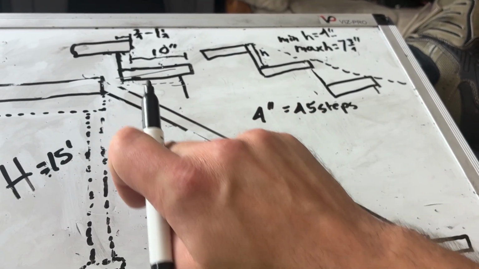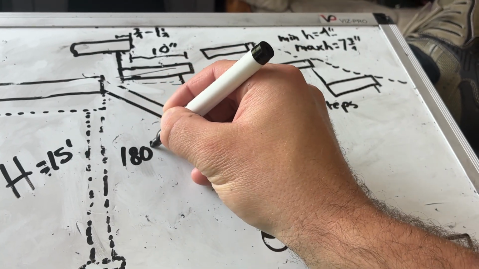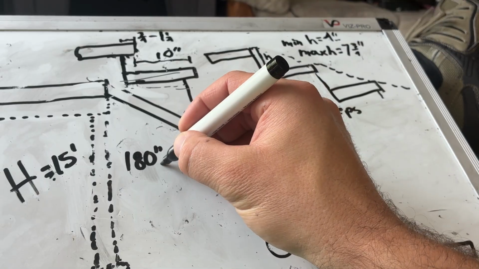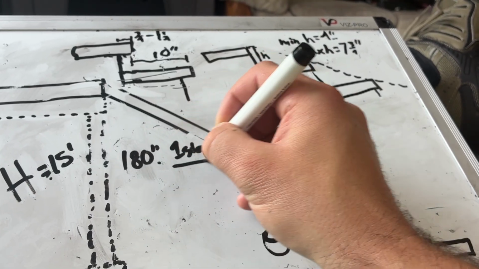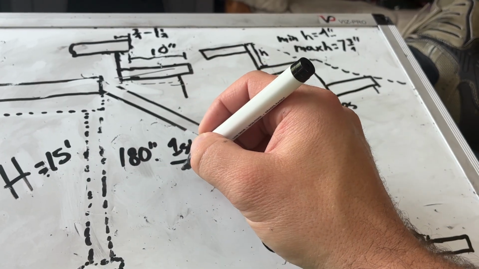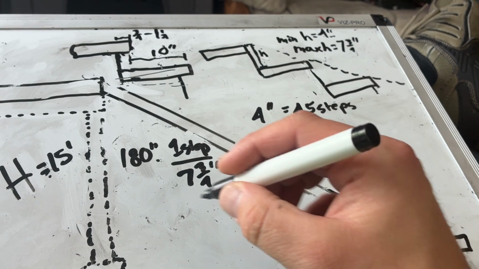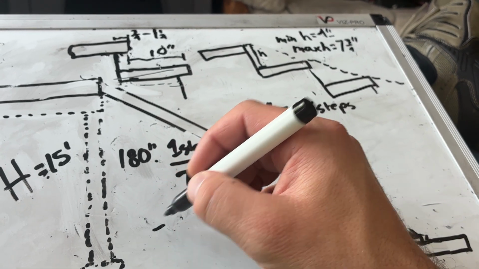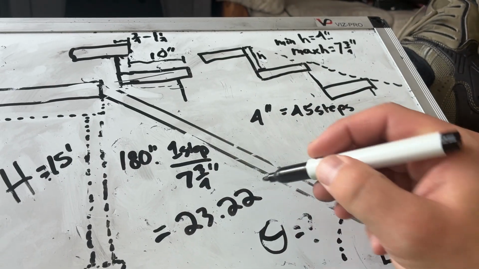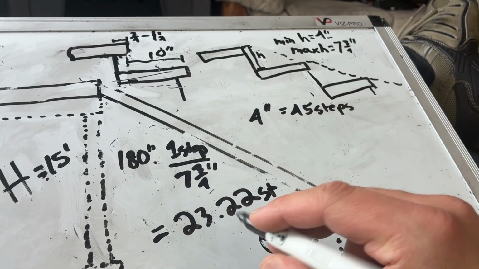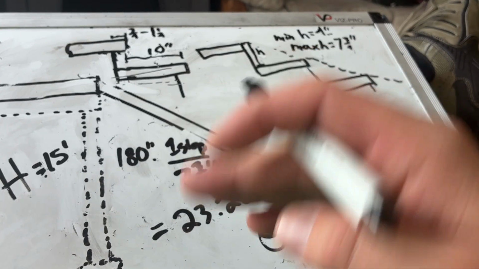Right, well, we already know that 15 feet is 180 inches. So we have 180 inches, and then we're going to divide that, or multiply it by 1 step per 7 3/4 inches, right? And that's actually going to give us 23.22 steps. How do you have 0.22 steps? You don't. So we either have to have 23 or 24.